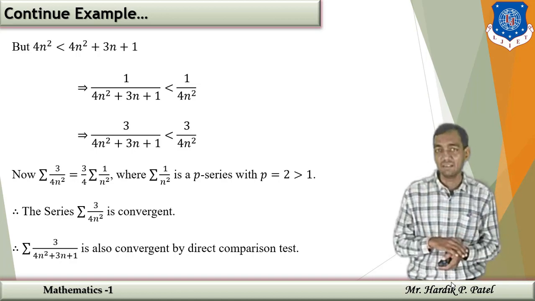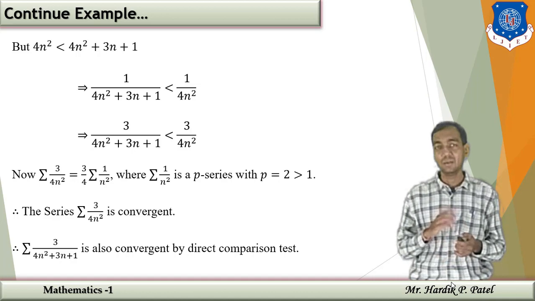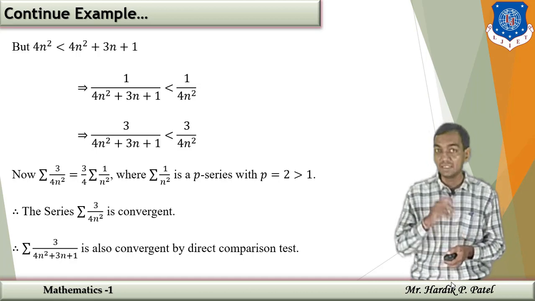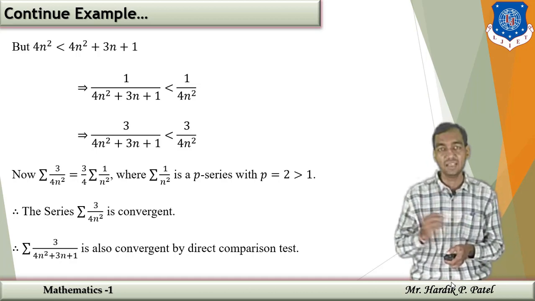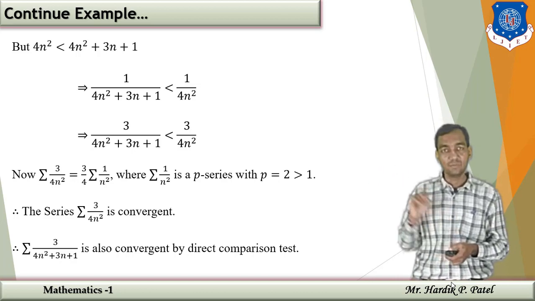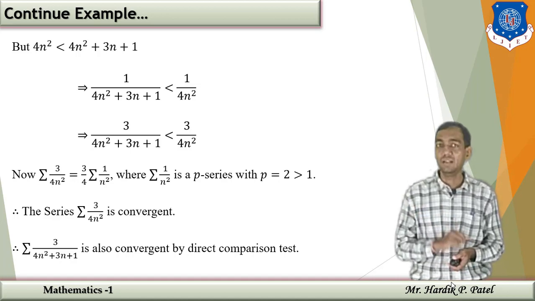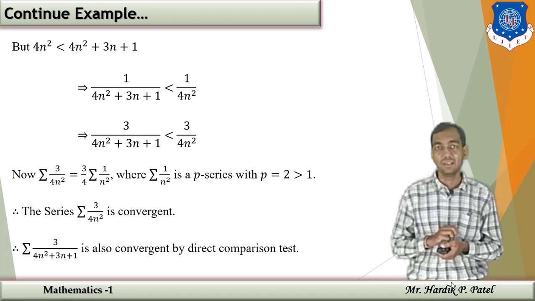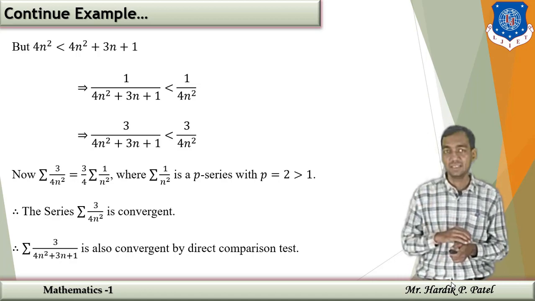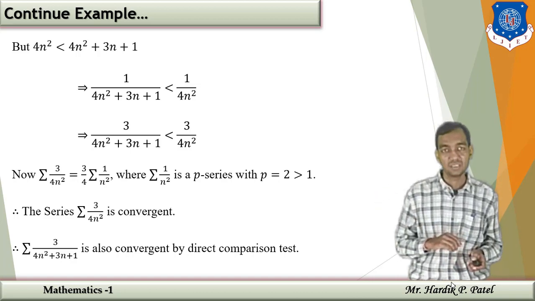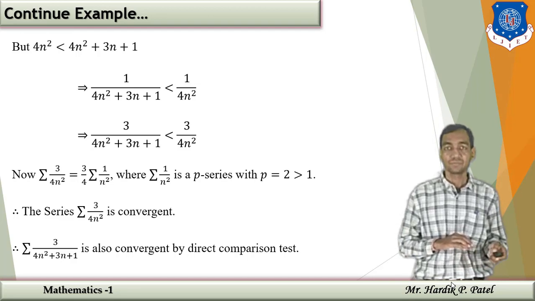On the right hand side we have the series 3 upon 4n square. So sigma 3 upon 4n square can be rewritten in the form of 3 by 4 into sigma 1 upon n square. And sigma 1 upon n square is a p series which we have already seen, correct? So here p is equal to what? 2, because the power of n is 2. That means p is equal to 2, which is greater than 1, and we have already seen that for p greater than 1 this series is convergent. That means the series sigma 3 upon 4n square is convergent. So by the direct comparison test, your original series sigma un, that is sigma 3 upon 4n square plus 3n plus 1, is also convergent.